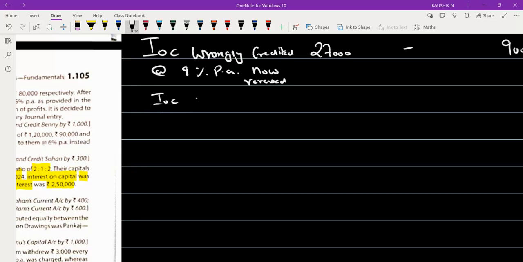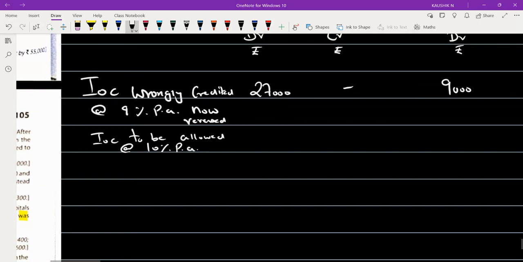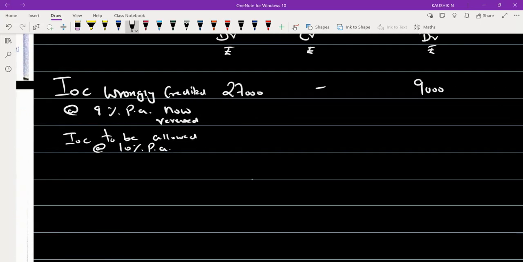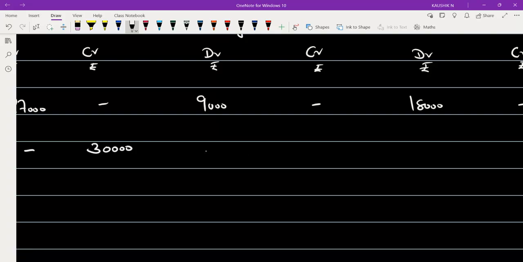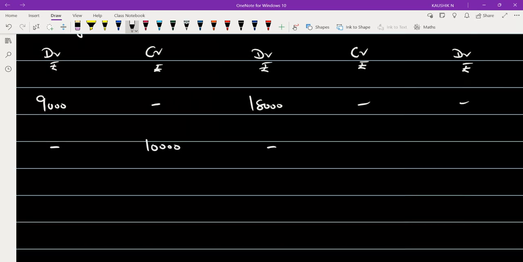Interest on capital to be allowed at the rate of another 10 percentage per annum. On 3 lakh, 10 percentage is 30,000. Where should it go? You will put it in the credit. On 1 lakh, 10 percentage is what value? You'll put that in the credit. Similarly, on 2 lakh, 10 percentage is what value?